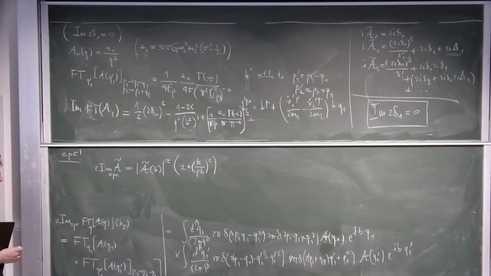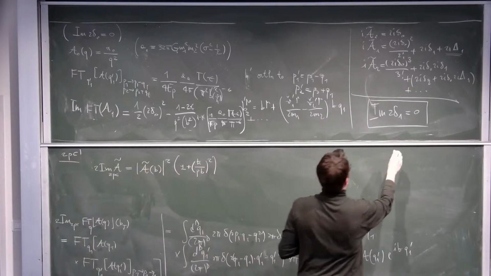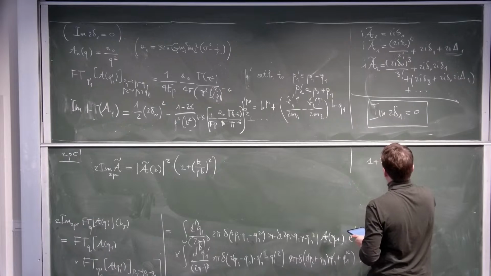So now the idea is to insert the eikonal exponentiation in both sides of this relation. So in particular, well, the more general form is this one.